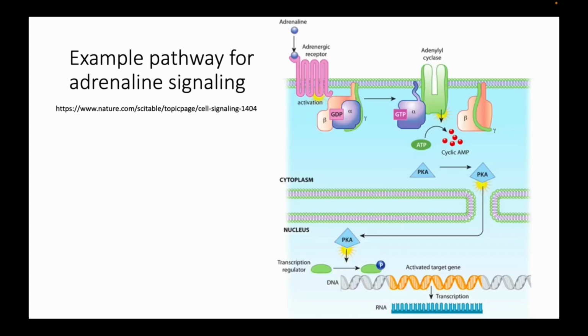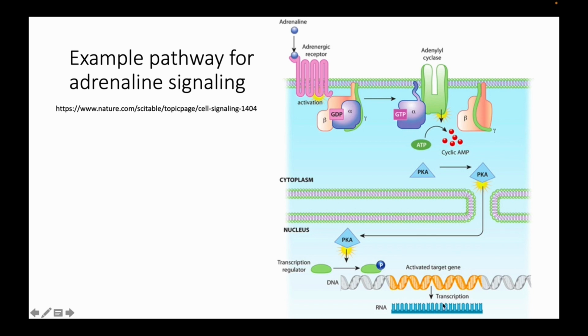Just to make this a little more real, here's an example of the pathway for adrenaline signaling. Adrenaline interacts with this adrenergic receptor, so that's a transmembrane protein. This is called a G protein coupled receptor. We'll talk a lot more about that later. It interacts with the G protein, which then passes the signal to adenylyl cyclase, which increases the production of cyclic AMP, which is a very important signaling molecule, which interacts with PKA, another important signaling molecule, which goes into the nucleus of the cell and then phosphorylates this protein that regulates transcription, and then that activates the expression of this target gene.